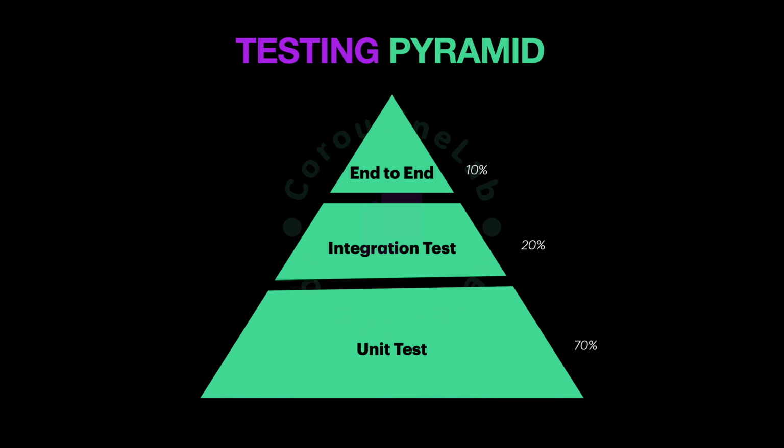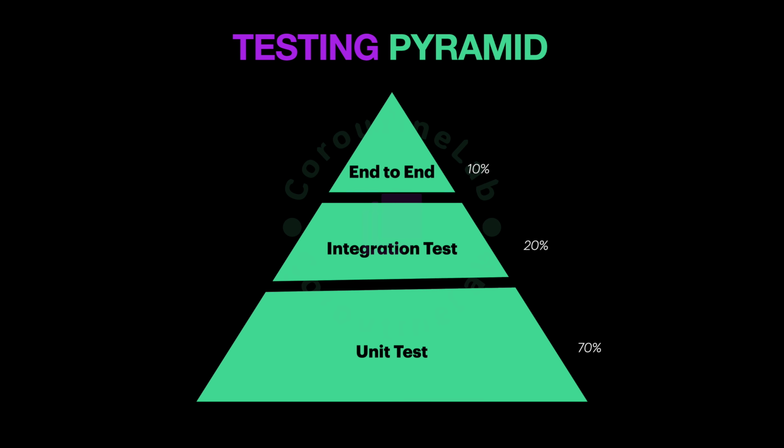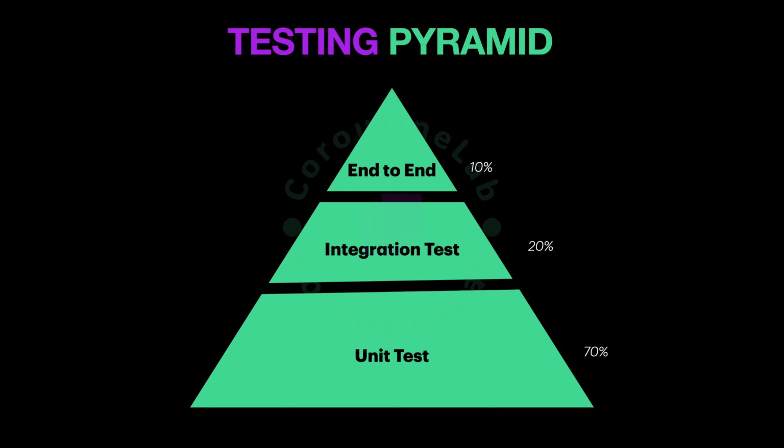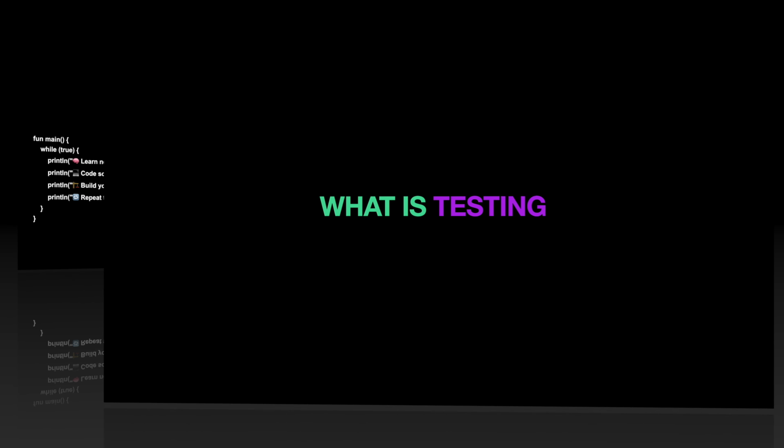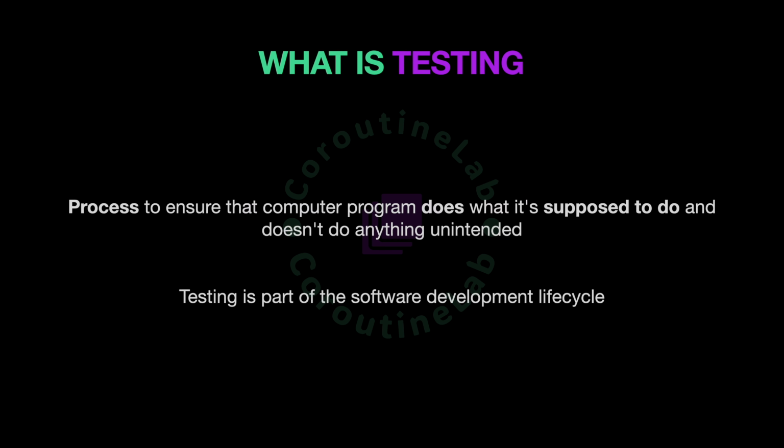The testing pyramid offers a structured approach to testing that makes development more efficient, cost-effective, and robust. First, let's understand what we mean by testing. Testing ensures that a program does exactly what it's supposed to.